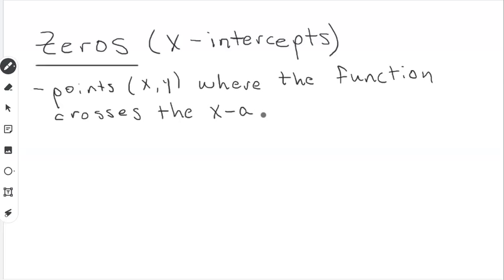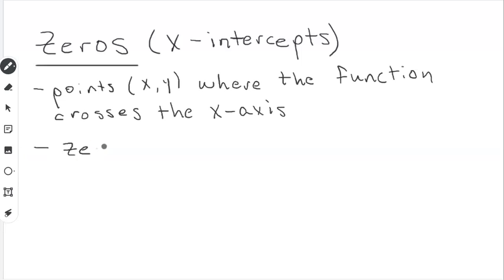So when it crosses the x-axis, those are called x-intercepts. They're also known as zeros. So zeros and x-intercepts are two different terms that basically mean the same exact thing, where the graph is going to cross the x-axis. So when you think of zeros, I also want you to think in your head of x-intercepts, because that's where the graph is going to cross the x-axis.